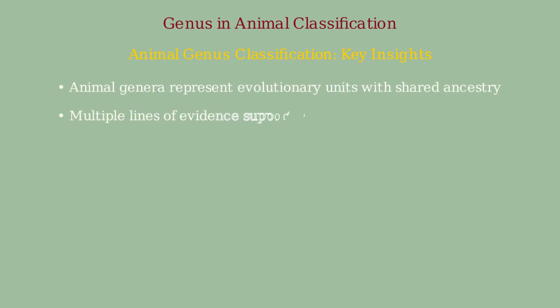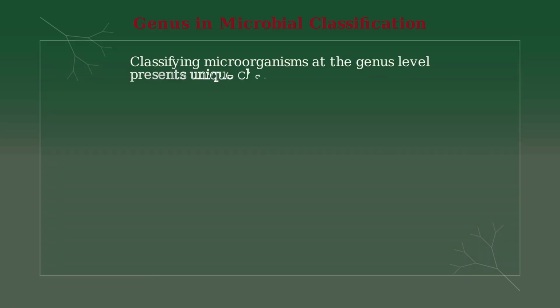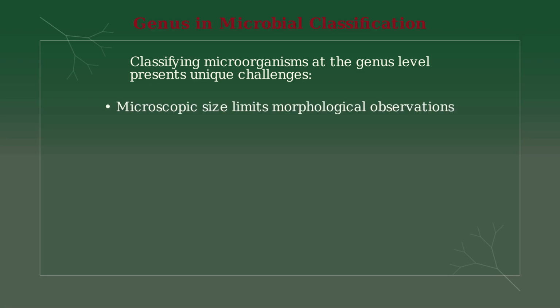To summarize what we've learned about animal genus classification, animal genera represent evolutionary units with shared ancestry, supported by multiple lines of evidence, including morphology, behavior, and genetics. In microbial classification, identifying genera presents unique challenges compared to plants and animals. Microbial classification faces unique challenges due to the microscopic size of these organisms, which limits morphological observations. Many microbes may look similar under a microscope, yet represent vastly different genetic lineages.